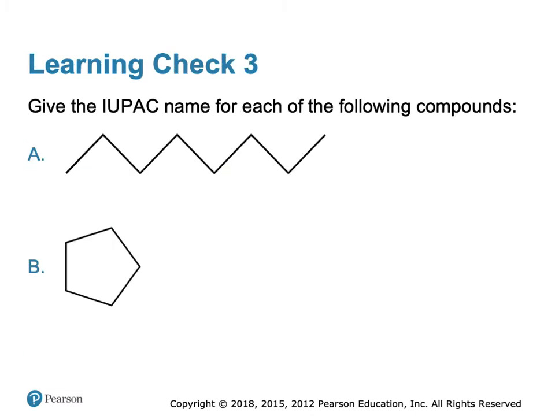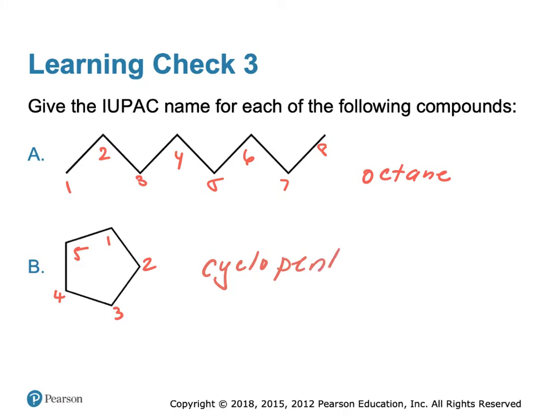Let's give the IUPAC name for each of the following compounds. We have 1, 2, 3, 4, 5, 6, 7, 8 carbons, so this will be octane. Here we have a ring. We have 1, 2, 3, 4, 5 carbons, so the parent name or the root name will be pentane, and because it's a ring, we have to add cyclo. So it's cyclopentane.